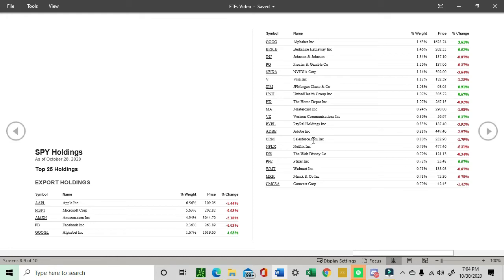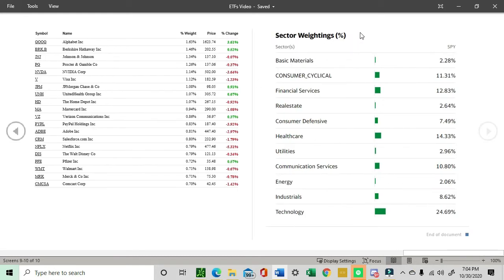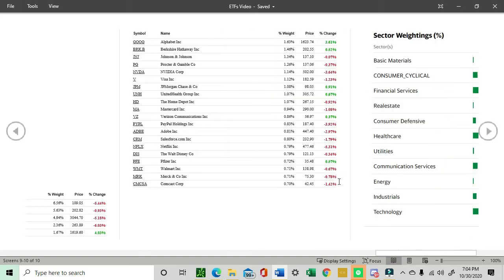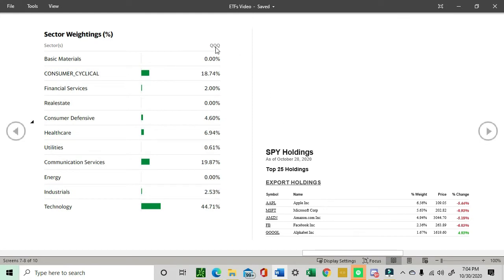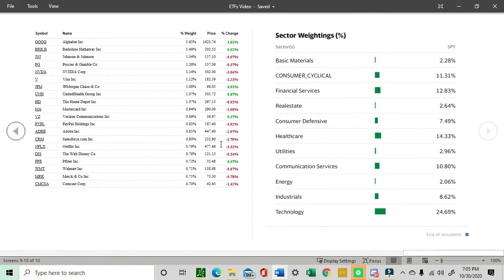Now, if we come to the next page, we can see the sector weightings on SPY. So now we can see we have a lot of consumer cyclical, financial services, some real estate, some consumer defensive, healthcare, utilities, tech, industrial. We have a little bit of everything in here. But if we go back, the QQQ did not. It specialized in a couple sectors, right? Not too many. The SPY is more diversified for your portfolio.